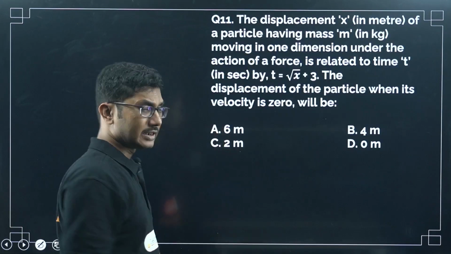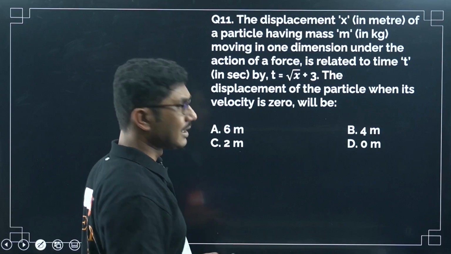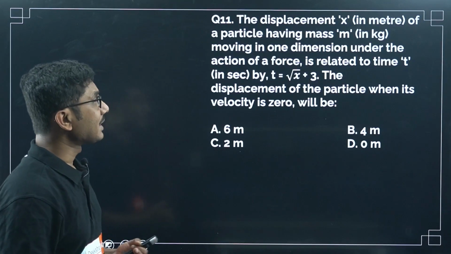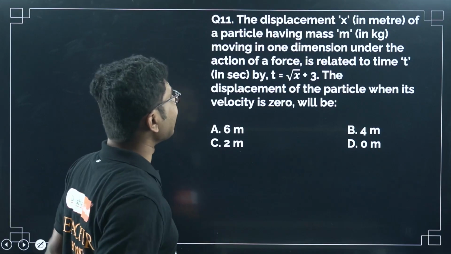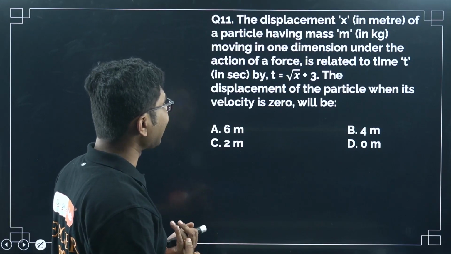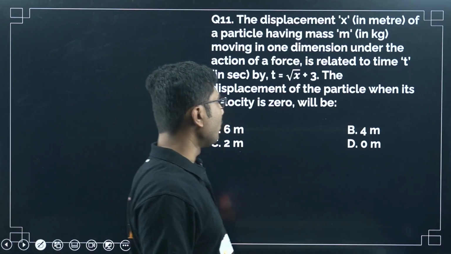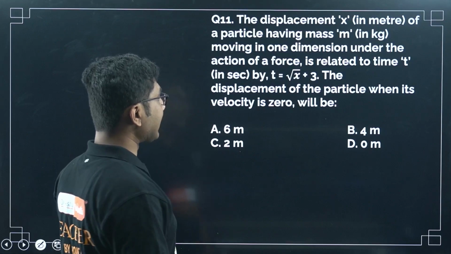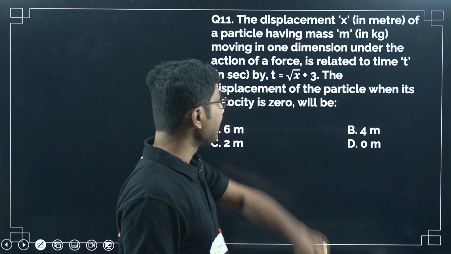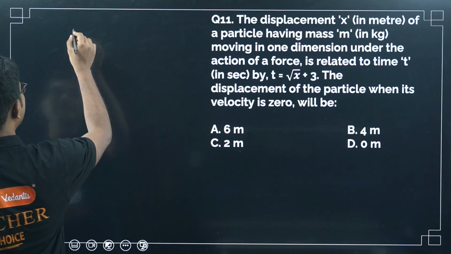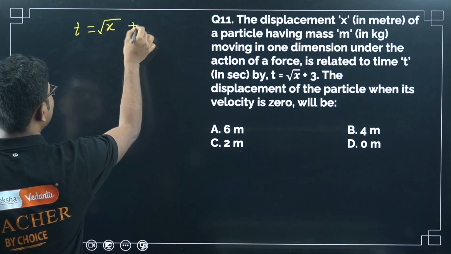So all the dimensions and units questions are finished. Now let's move on to a slightly more interesting chapter, that is motion in a straight line. The displacement x in meters of a particle having mass m in kilograms, moving in one dimension under the action of a force, is related to the time t in seconds by t equals square root of x plus 3. So time t is given as square root of x plus 3.